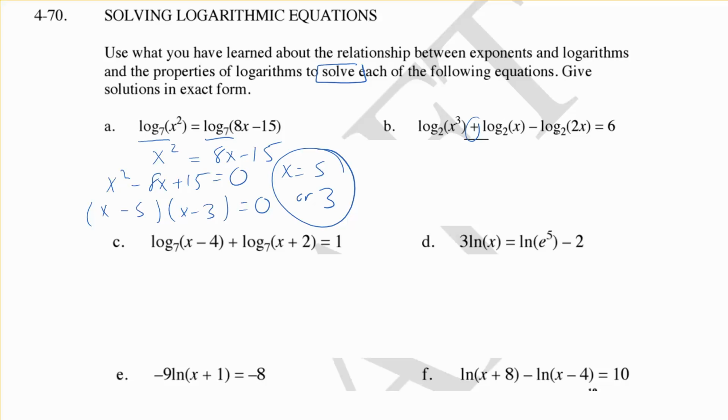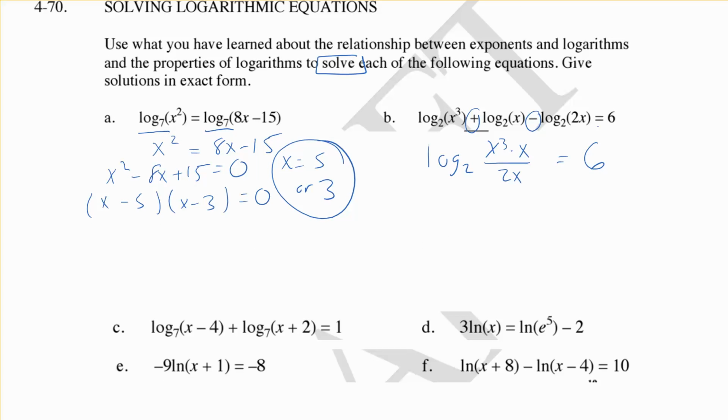So we've got a plus going on, we've got a minus going on, and we've got it equals. So log base 2 of x cubed times x over 2x. Plus means multiply, minus means subtract, equals 6. Now we can simplify a little bit here. That x can go away with that x, and we can really just call that a 1/2.